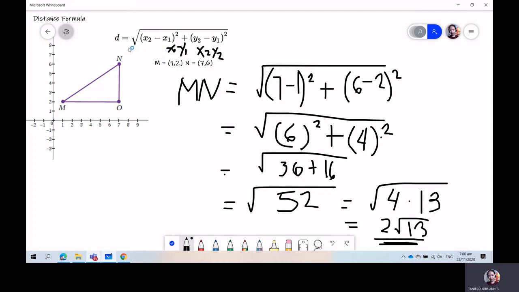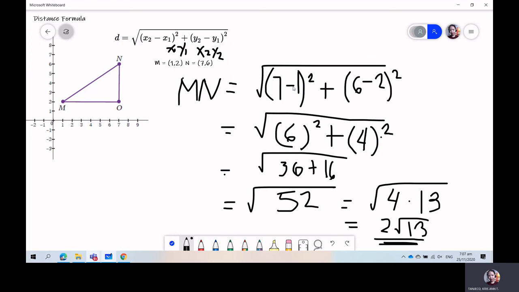Again, whenever we are talking about the distance between 2 points, first thing we need to do is to find the first pair of points and the second pair of points, and then use the distance formula. You must be able to label which one is x sub 1 and y sub 1, x sub 2 and y sub 2. In that scenario, we have here M equals 1 and 2, and N is 7 and 6, which will be the x sub 1, y sub 1, x sub 2, y sub 2 respectively.